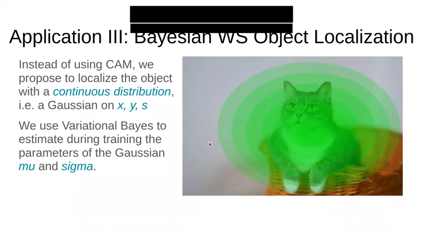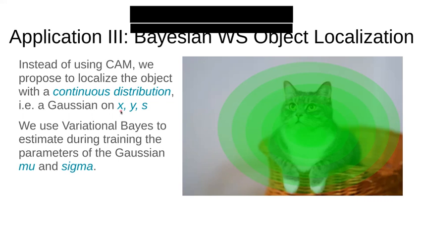But what we want to do instead is to associate a distribution to the location of the object. And for the moment we use a Gaussian distribution, but we could also try more complex distributions. So we have a Gaussian that represents the X and Y location of the object, and also the scale of the object, which can tell us if the object is small or big in the image. And as we talk about distributions, we use a Bayesian approach where we try to learn the location of the object in a Bayesian context.